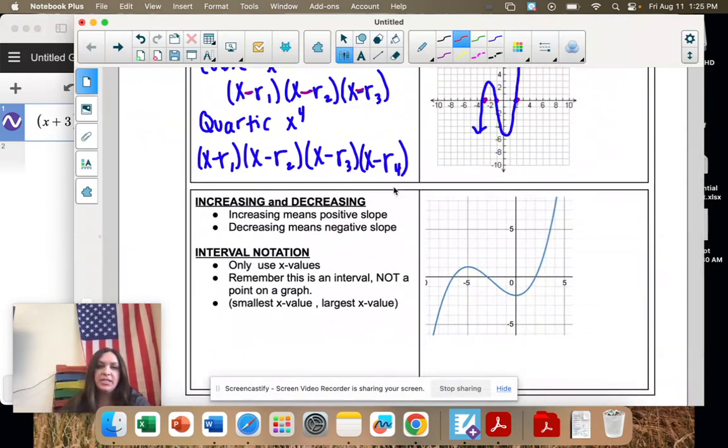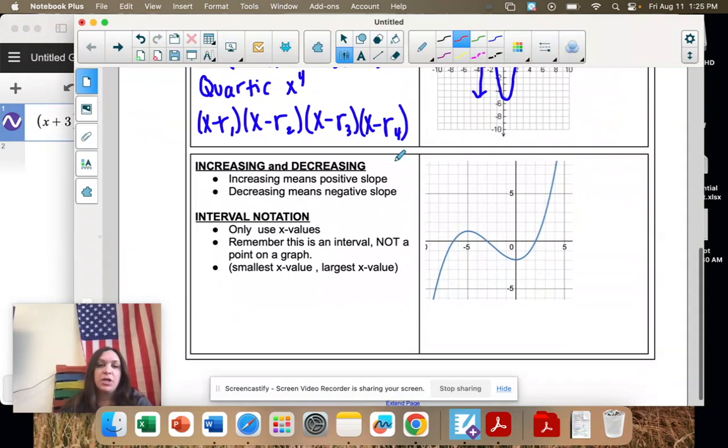Okay, the increasing, decreasing, we're going to look at that. Increasing is where the slope is positive. Decreasing is where the slope is negative. And when you read a graph, it's easiest to read a graph like you read a book. You start on the left of the graph and you go to the right. So I'm going to start over here on the left. Remember, it goes down forever towards -infinity. And remember, it goes up forever towards positive infinity.